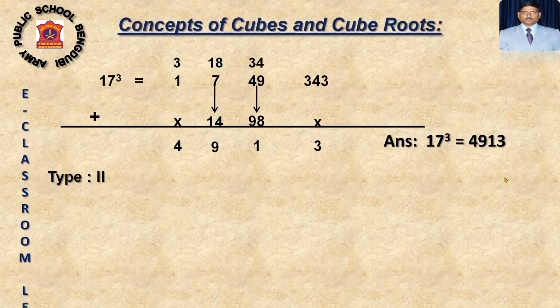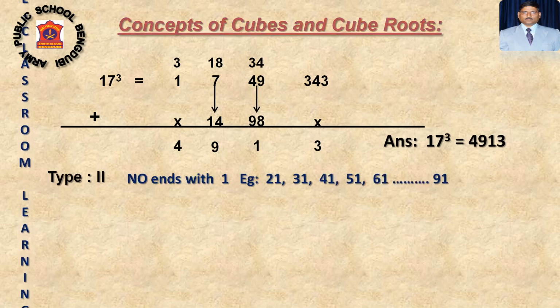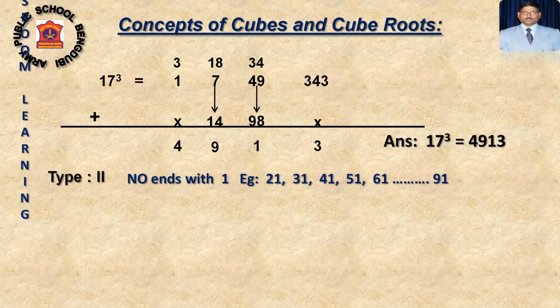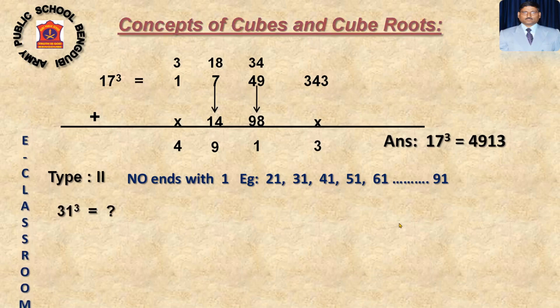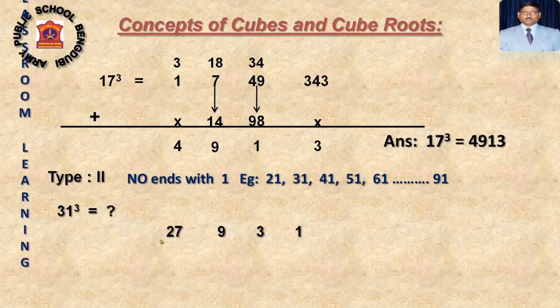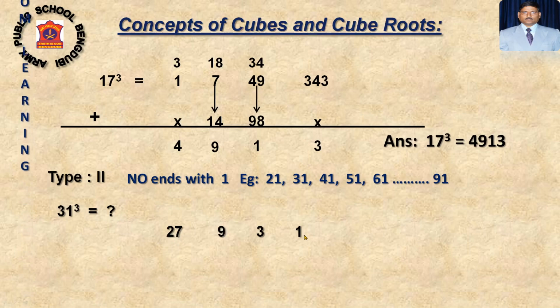What is type 2? In case the number ends with 1, like 21, 31, 41, 51, 61, 91. The procedure is the same. Say 31 cube. So 3 cube is 27. 1 cube is 1. Then again you multiply. 3 square is 9, 9 into 1 is 9. And 1 square is 1, 1 into 3 is 3.